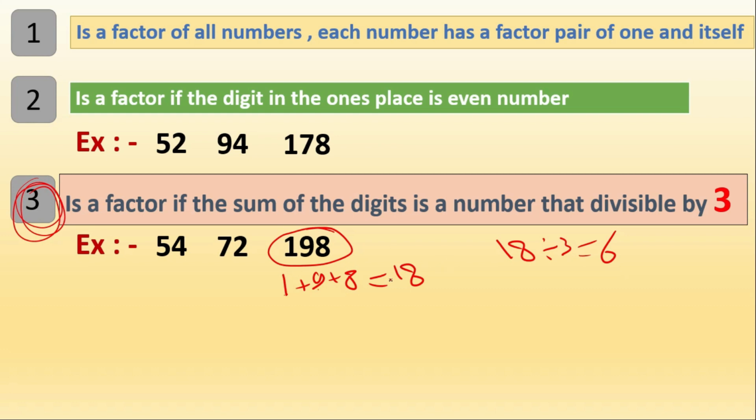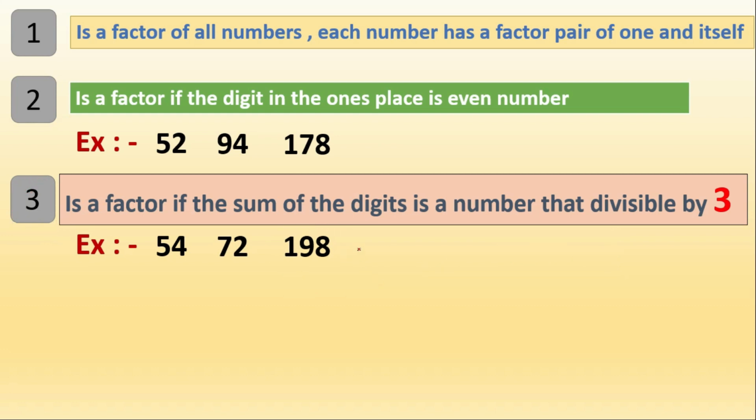Okay, for example, 41. Find the sum of digits. 4 plus 1 equals what? Equals 5. So 5, can you divide 5 by 3? Can you say 5 divided by 3? No, equals what? It can't be. So 3 is not a factor of 41.